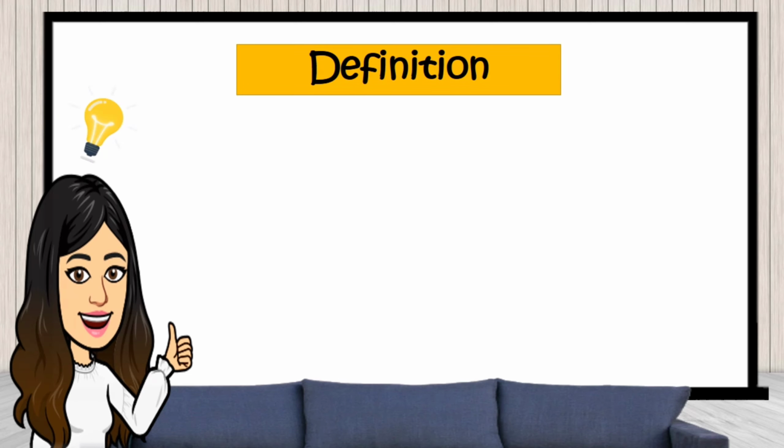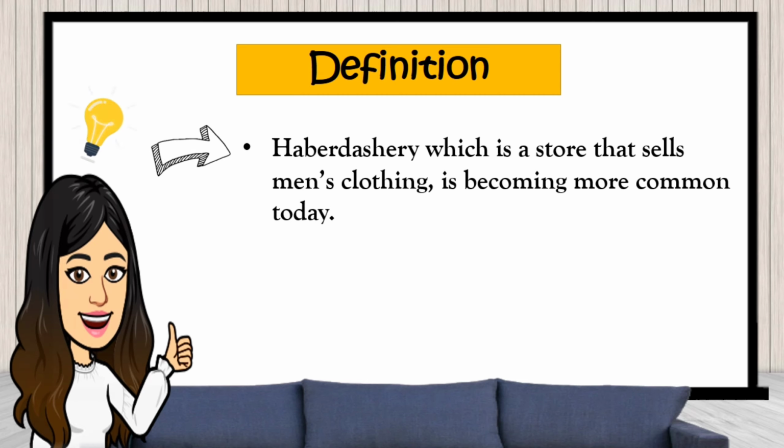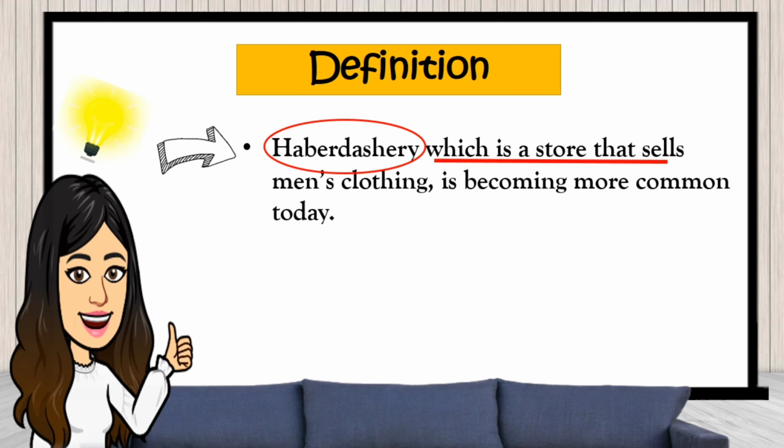Next is definition or explanation. The new term may be formally defined or sufficient explanation may be given within the sentence or in the following sentence. Clues to definition include that is, commas, dashes, and parentheses. For example: haberdashery, which is a store that sells men's clothing, is becoming more common today. The unfamiliar word is haberdashery, and the definition is which is a store that sells men's clothing.